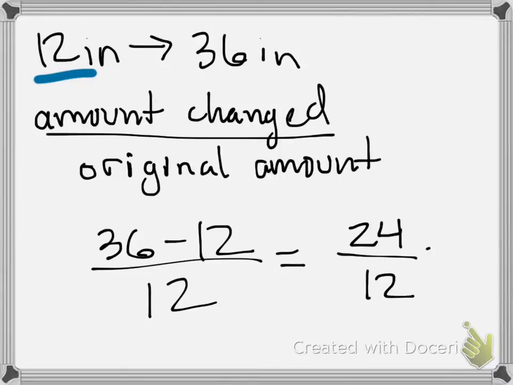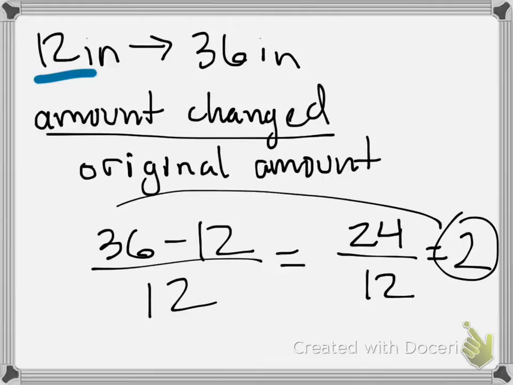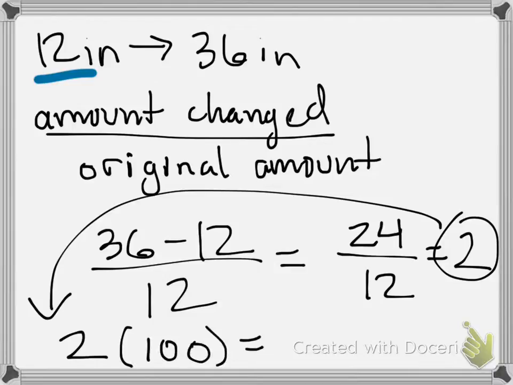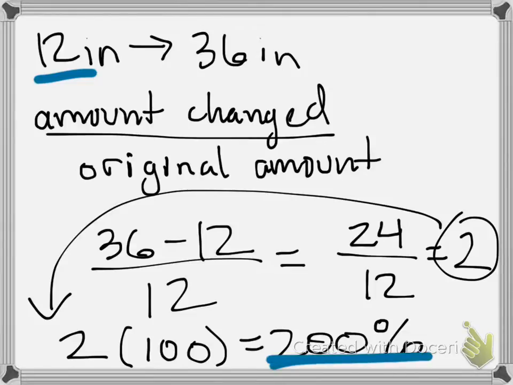And now what a lot of kids think is, well, 24 divided by 12 is 2, so we have a 2% increase. And I will say not quite, because 2 is actually the decimal format of that percent. Even though it's not a decimal, it's the decimal form. So we take this 2 here, draw an arrow so you can see where I'm getting that 2 from. And to make it a percent, we simply multiply it by 100 to get 200%. Okay, so our actual answer is 200%.